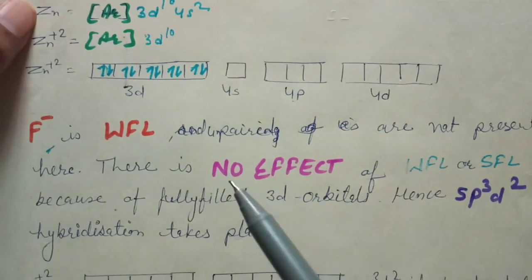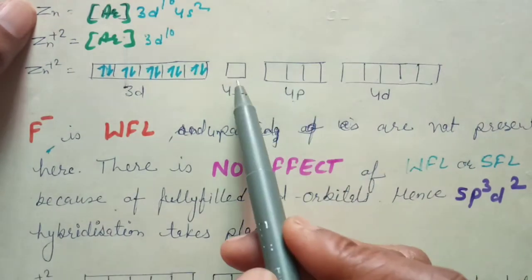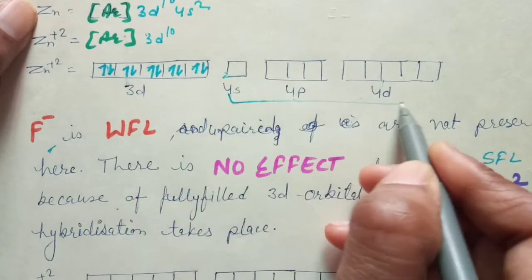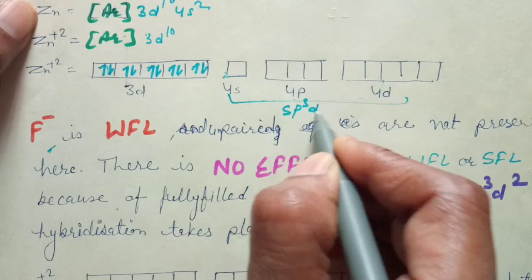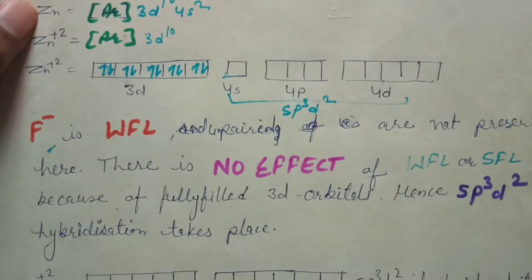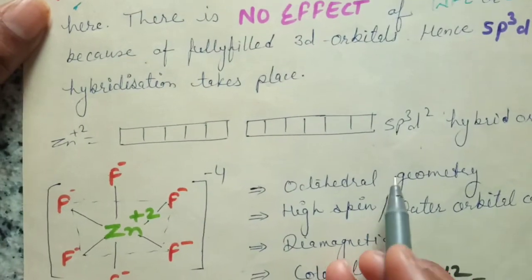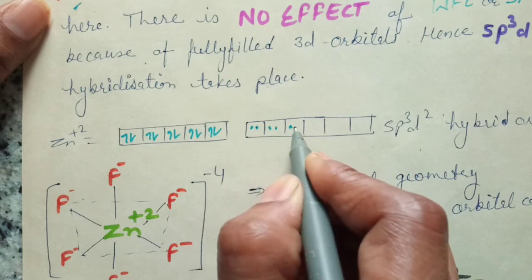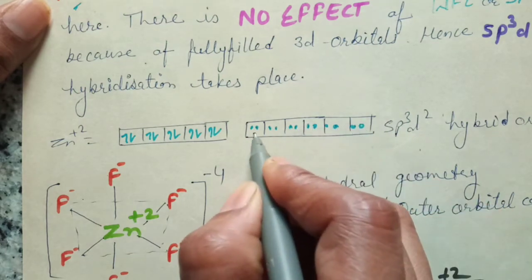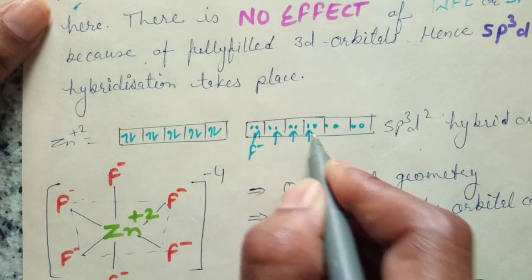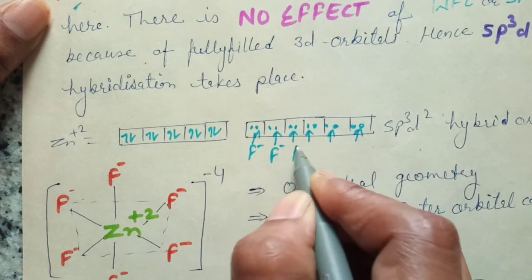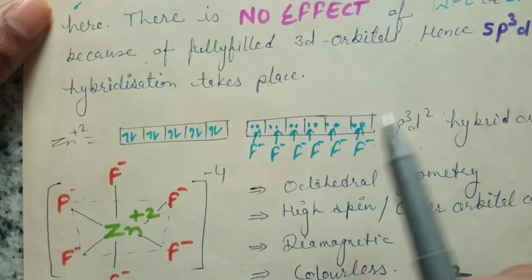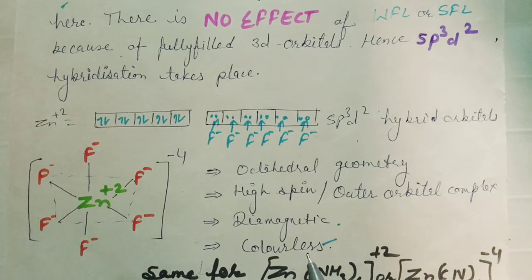So for the 6 coordinate bonds, the 6 vacant orbitals are from 4s to 4d. So the hybridization will be sp3d2. See, this is the sp3d2 configuration and all the electrons are paired here. In sp3d2 hybridization, 6 F- ligands make 6 coordinate bonds to make octahedral geometry, and there is no unpaired electron, or we can say all the electrons are paired, so it is diamagnetic and colorless also.